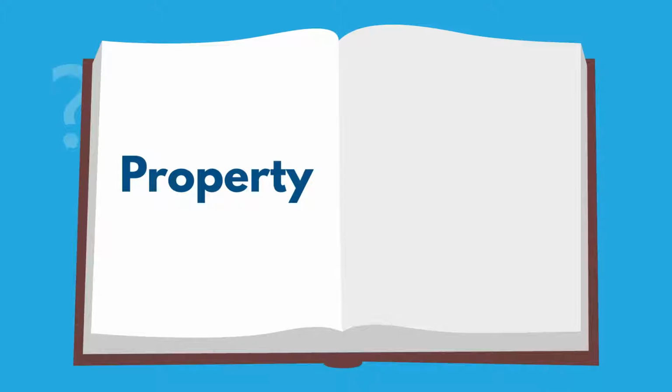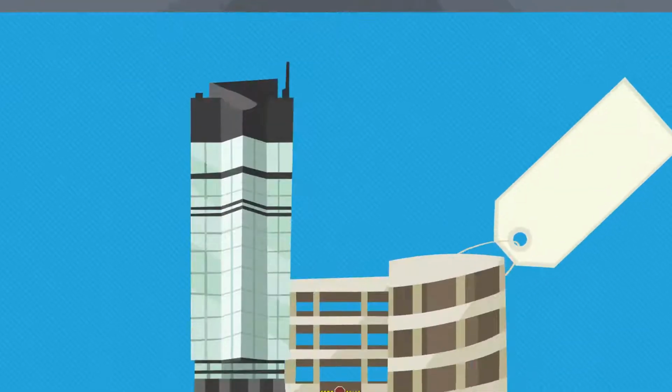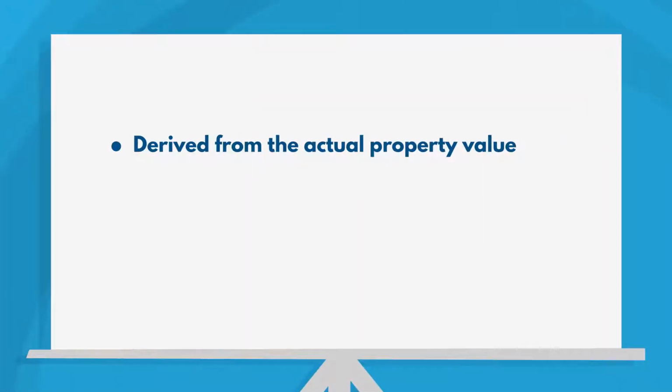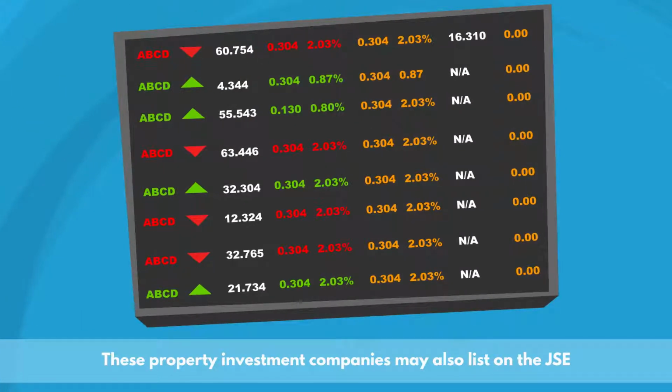Property. With this investment, money is pooled to buy property. The value of the property investment is derived from the actual property value and the ability of the property to generate income. These property investment companies may also list on the JSE.